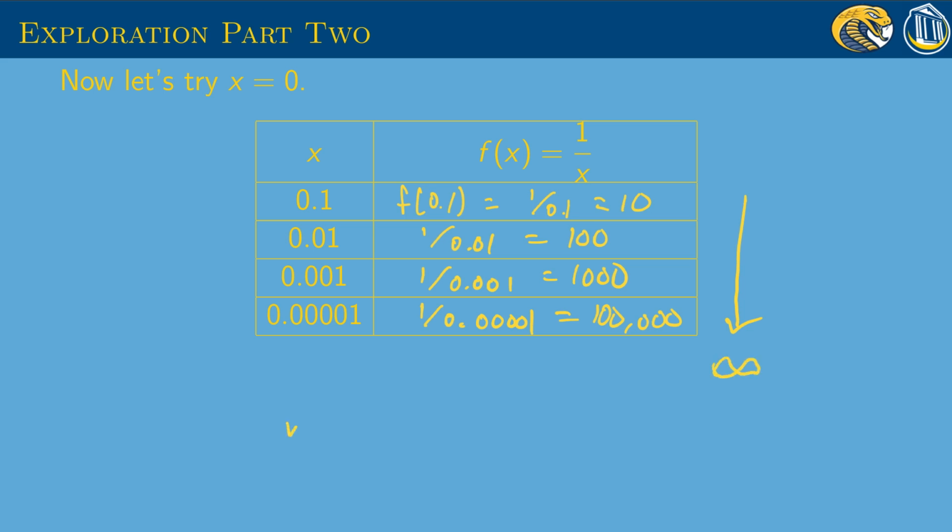And so this appears to be a vertical asymptote. You're welcome to try this on your own from the other side, seeing what happens as we get closer to 0 from the left as well.